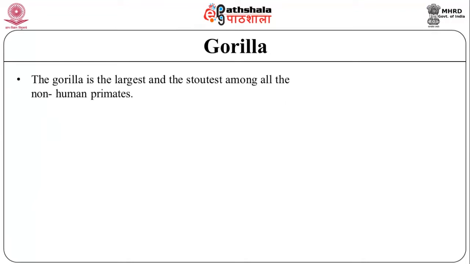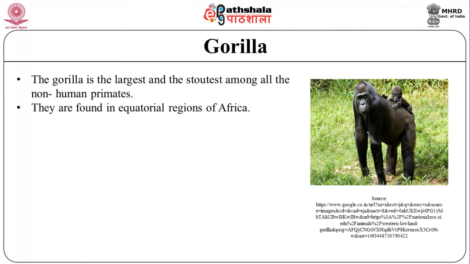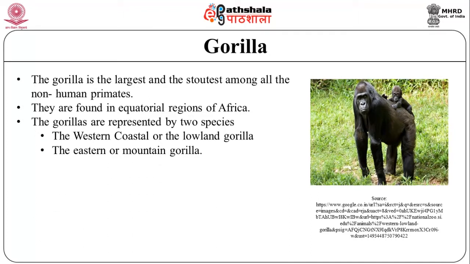Among all the non-human primates, the gorilla is the largest and the stoutest. They are found in equatorial regions of Africa. The gorillas are represented by 2 species, the western coastal or the lowland gorilla and the eastern or the mountain gorilla. The former inhabit mainly the regions of Cameroon, while the latter is found in the region of the eastern Congo, west of Lake Edward and Lake Kivu.